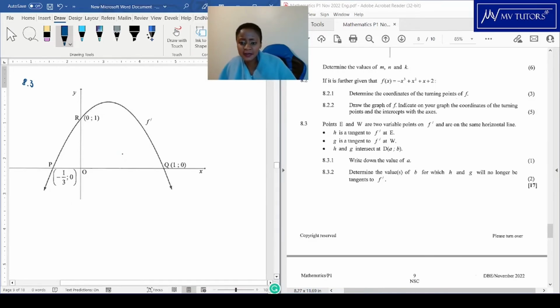Okay, so basically, let's read this again. Points E and W are two variable points on our parabola and are on the same horizontal line.